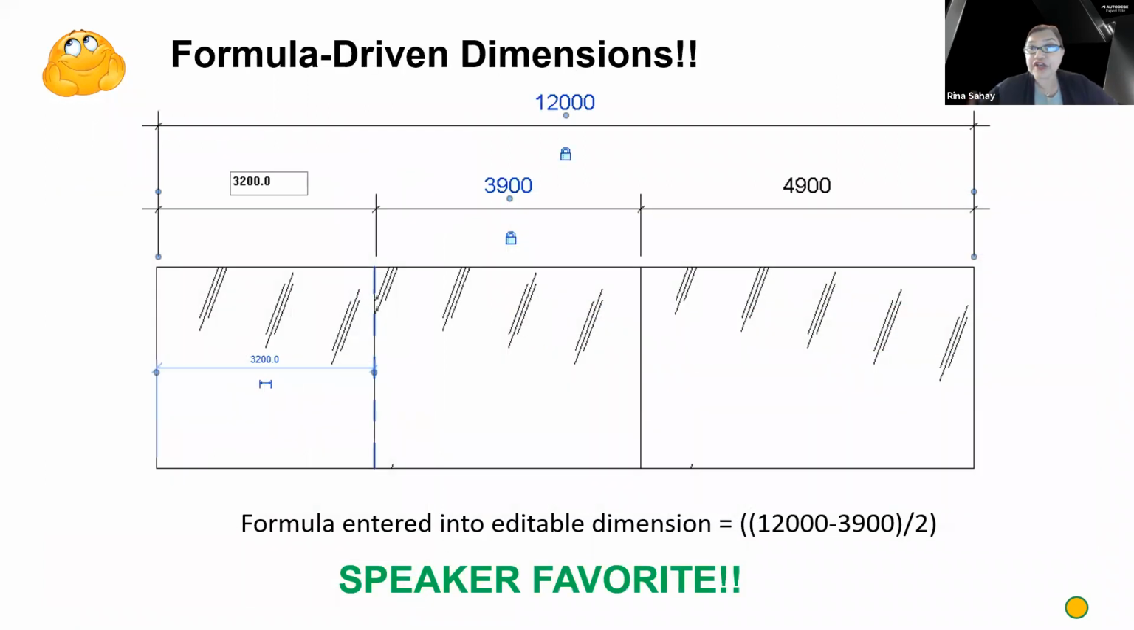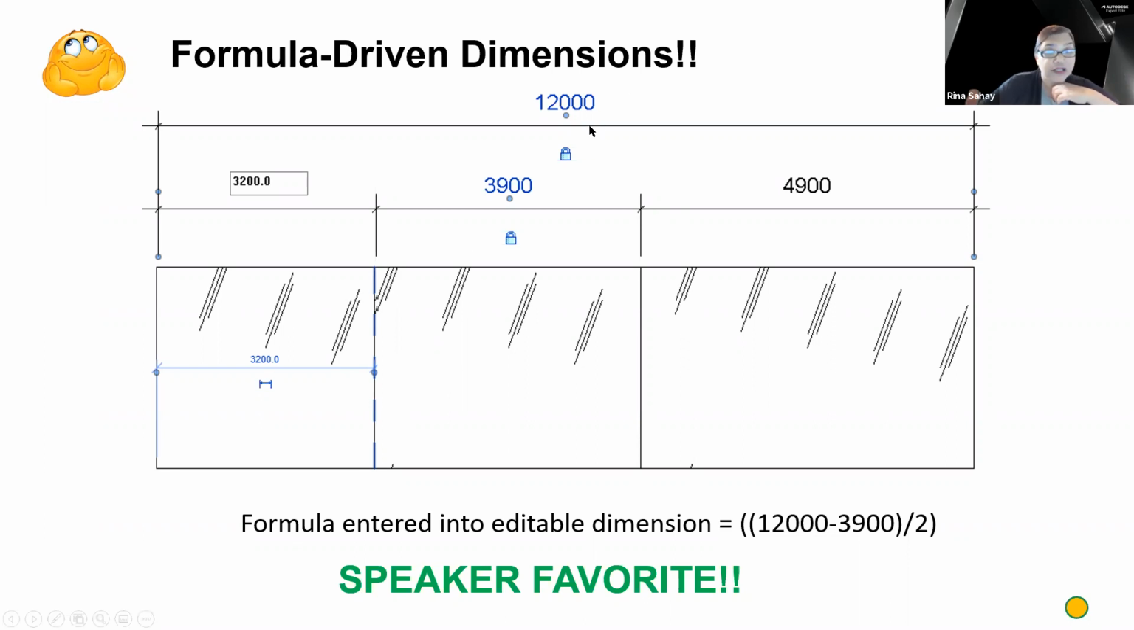One of my favorites, especially when I'm putting together curtain walls. We already know about the equality constraint. In this case, what I'm trying to do is set up this wall. Yeah, it's in millimeters. It was the standard Revit sample file. We'll get over it. So here I have got a curtain wall that's 12 meters long. I want the central panel to stay at 3,900 millimeters.